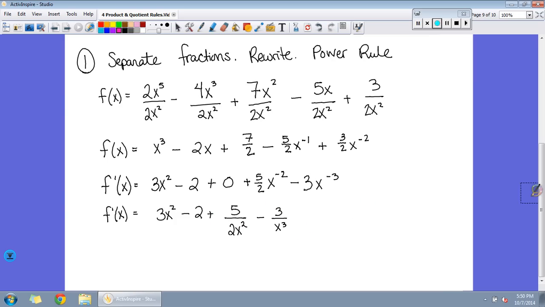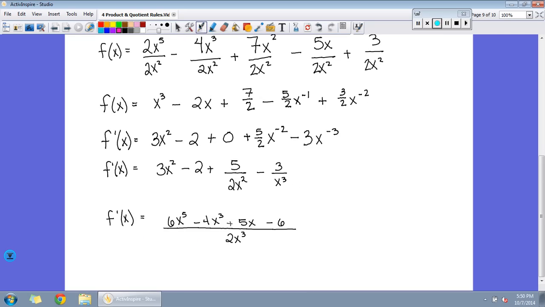Unfortunately, we're not quite done. The final answer looks like this. And the way we get that final answer is we look at the denominator. We need to get a common denominator. So we're going to use 2x cubed as the biggest denominator.